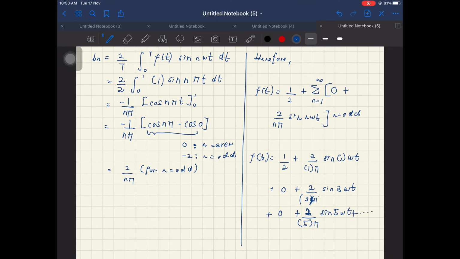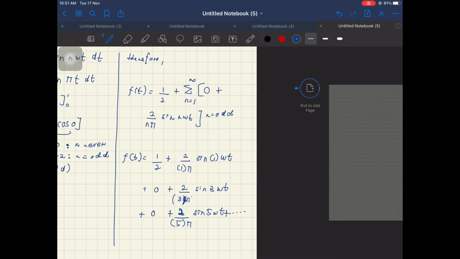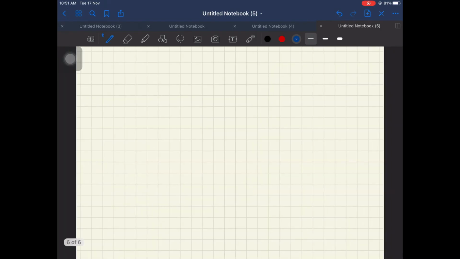Alright, so that's it for the first part. So now I will continue for the next part. Okay, so after you have found all the coefficients, what you have to do is plot the amplitude and also the phase spectrum. Amplitude and phase spectrum.